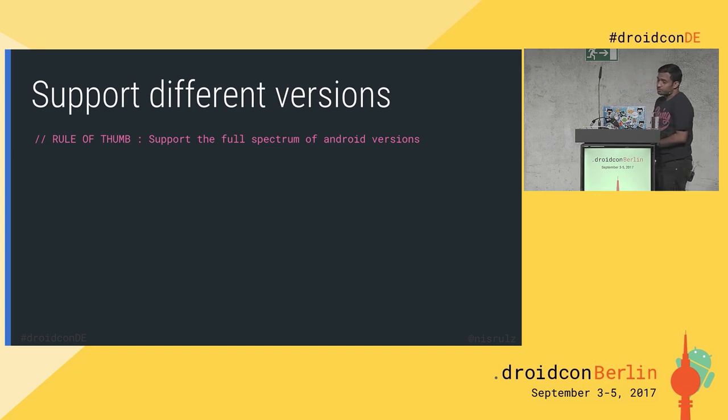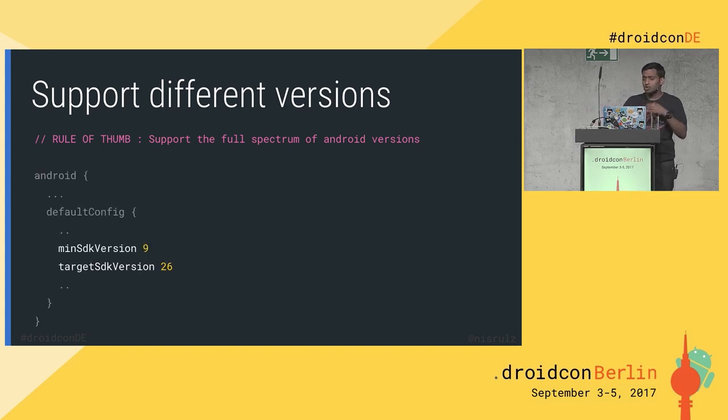Support different versions. My rule of thumb is basically to support the full spectrum of Android versions. Why do I say that? Well, the whole idea is to reach maximum app developers. You want people who are still using API version 9 till, say, 14, and then there are people who are using from 14 till 21. So you have to support both types of Android developers. That's why the min SDK should be 9, and the target SDK should be 26.